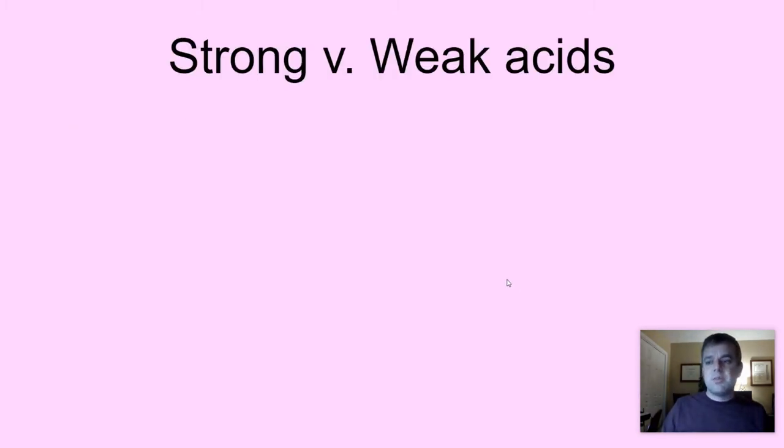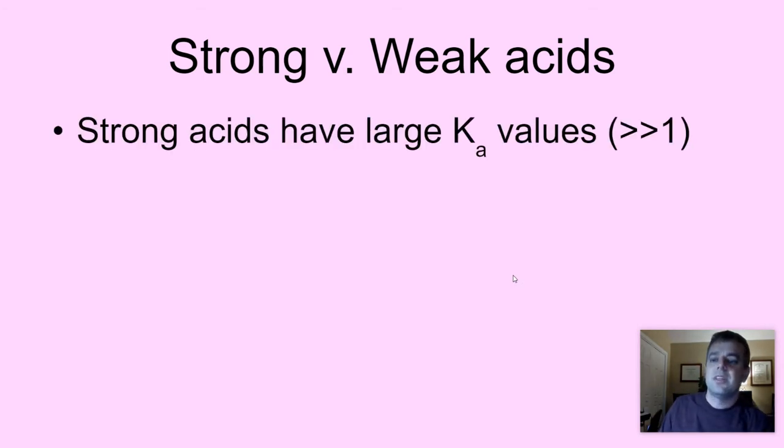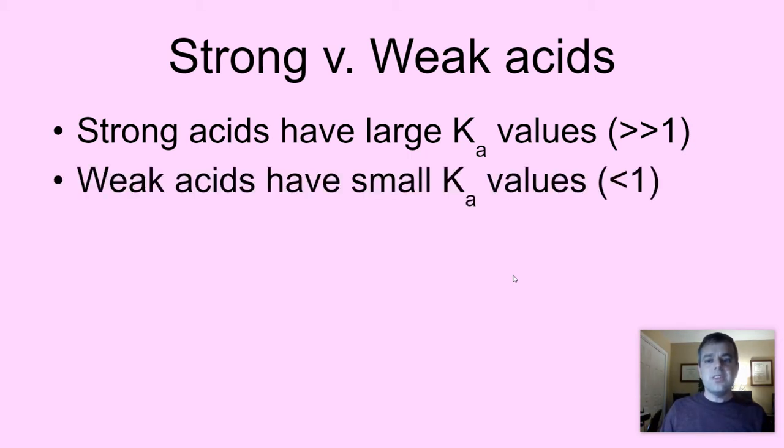Next, we're going to talk a little bit about strong versus weak acids. Strong acids have a large Ka value. Their acid constant is much greater than 1. Weak acids have small Ka values. Their acid dissociation constant is less than 1.